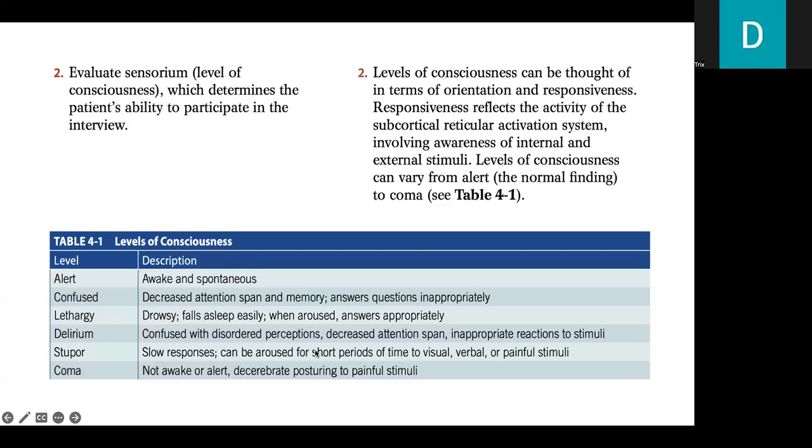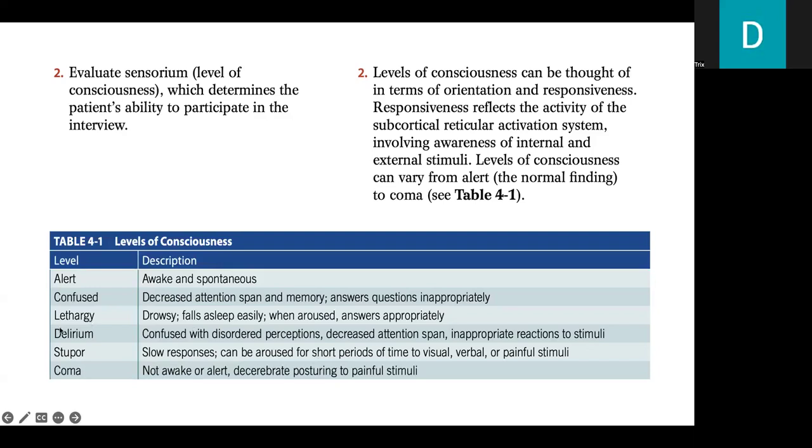Second, evaluate sensorium, level of consciousness, which determines the patient's ability to participate in the interview. Levels of consciousness may be thought of in terms of orientation and responsiveness. Responsiveness reflects the activity of the subcortical reticular activation system, involving awareness of internal and external stimuli. Levels of consciousness may vary from alert, the normal finding, to coma.